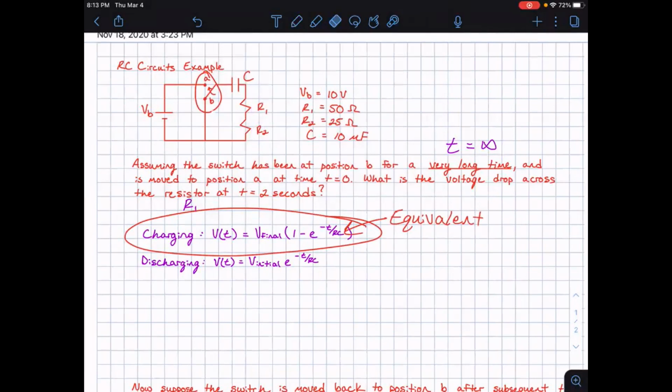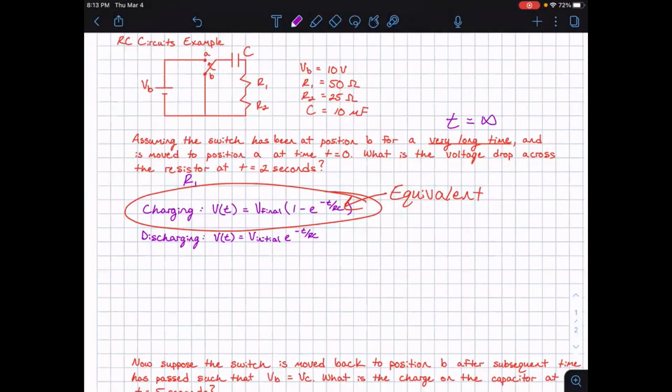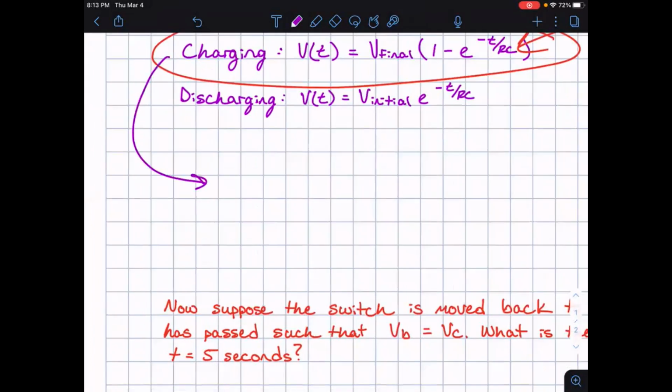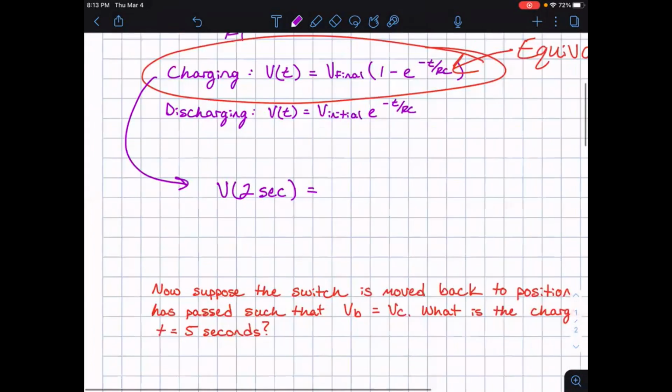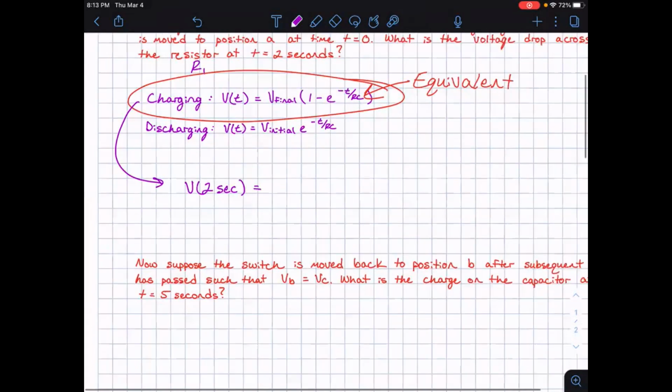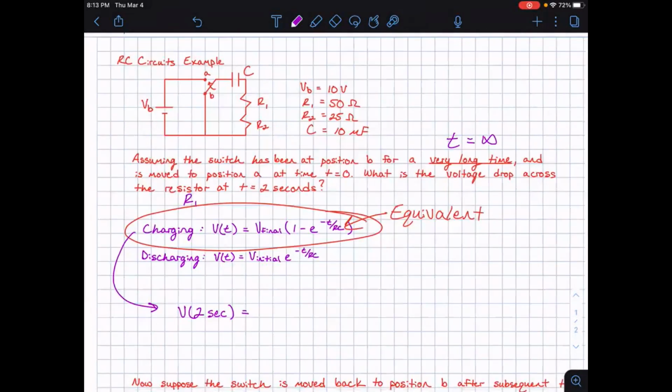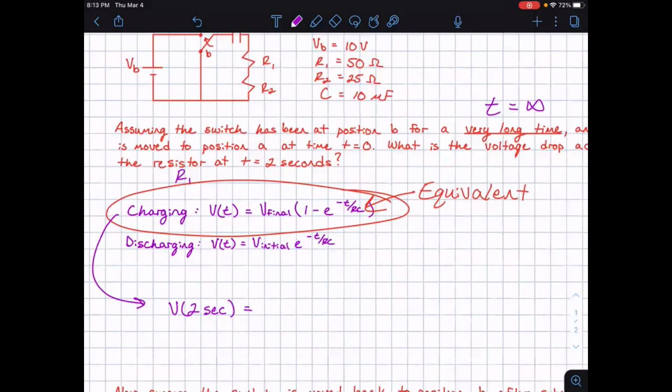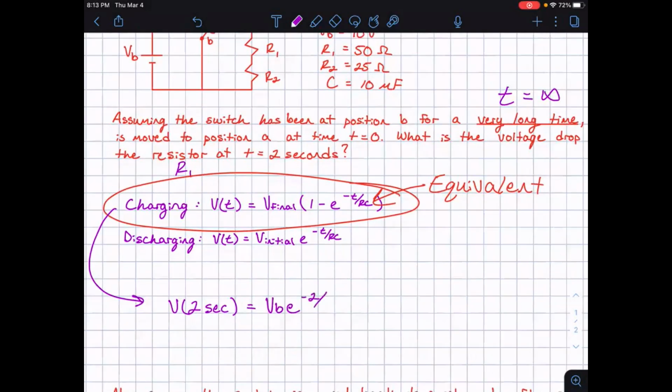So with that in mind, now that we got all the theory out of the way, I can just plug in my values. I will go down here and use my charging expression. So V of t, V after, I believe it was 2 seconds that I wanted to know, is equal to V final. I know where V final is because it's given to me. It's the voltage across the battery, because after an infinitely long amount of time, my capacitor and my battery will be at the same voltage. So V final is just VB here, times e to the negative 2 seconds over R equivalent times C equivalent.